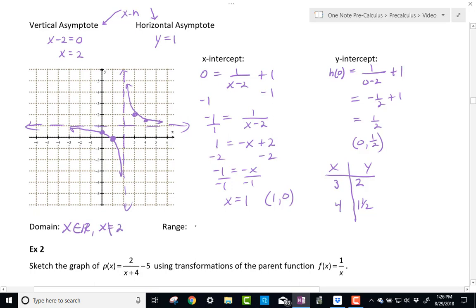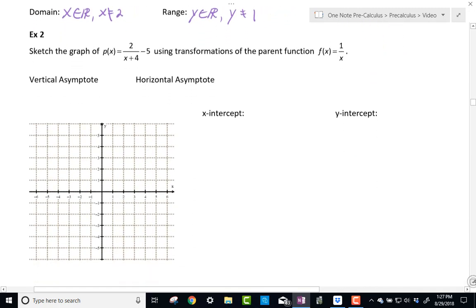The range on this guy, y in the set of reals, or negative infinity to positive infinity, but y does never equal positive 1. All right, that's my horizontal asymptote. Let's take a look at this next one here.